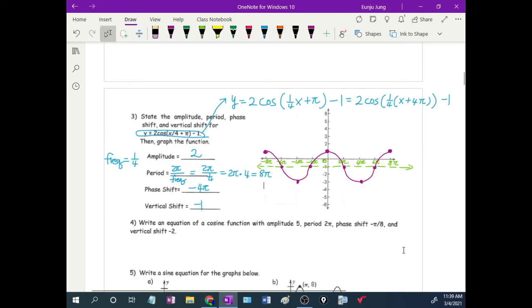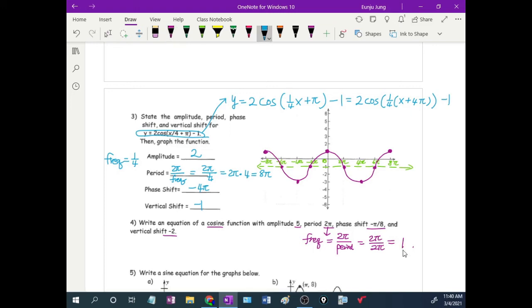All right, next one, number 4. Write an equation of a cosine function with amplitude 5 and period 2 pi, phase shift negative pi over 2, and vertical shift negative 2. Okay, period 2 pi. From this, I need to use the frequency formula, right? So I can use the number in the equation. So what is frequency? For cosine, 2 pi divided by period. So that is the formula. Let's do the calculation. 2 pi divided by 2 pi, what do I get? Frequency is 1, just like the parent function.